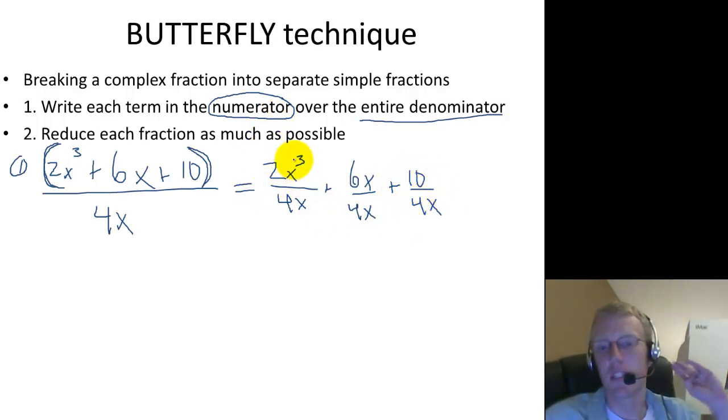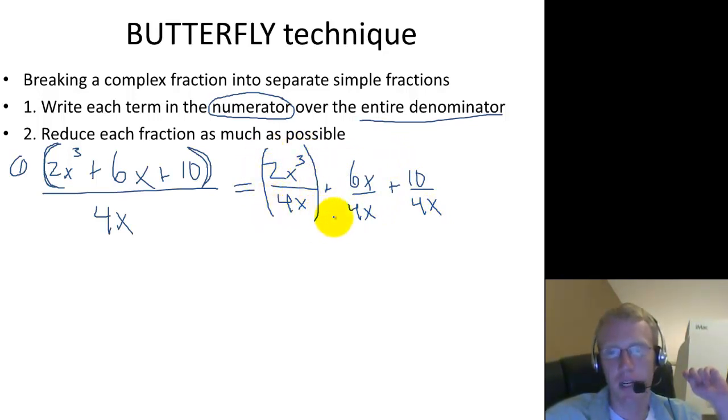And now it's clear to see that all three pieces are being divided by 4x. And now this individual piece is all by itself, regardless of what happens over here. So we can simplify. The 2 and the 4 can cancel to become a 1 and a 2. And the x cubed divided by x to the first power is just x squared, and divided by 2. So that one becomes this one.